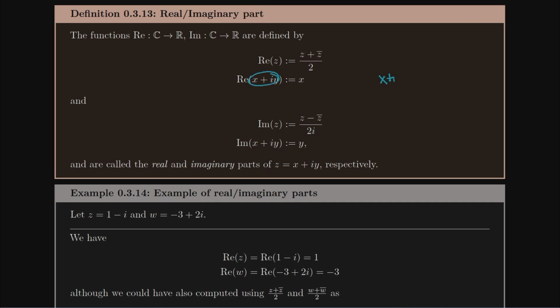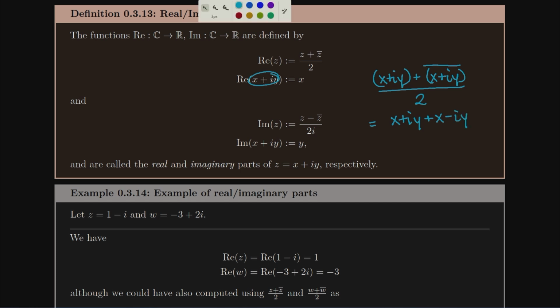If I take x plus iy and I add it to its conjugate, x plus iy conjugate, and then I divide it by 2. What's that going to give me? Well, it's x plus iy, and then the conjugate is x, but then the conjugate makes the i negative, so x minus iy. These two iy terms are going to cancel each other because they're negatives of one another, and then I divide everything by 2. My numerator is just 2x, my denominator is 2, and I'm just left over with x. So that's why the algebraic z plus z conjugate over 2 is the same as x.